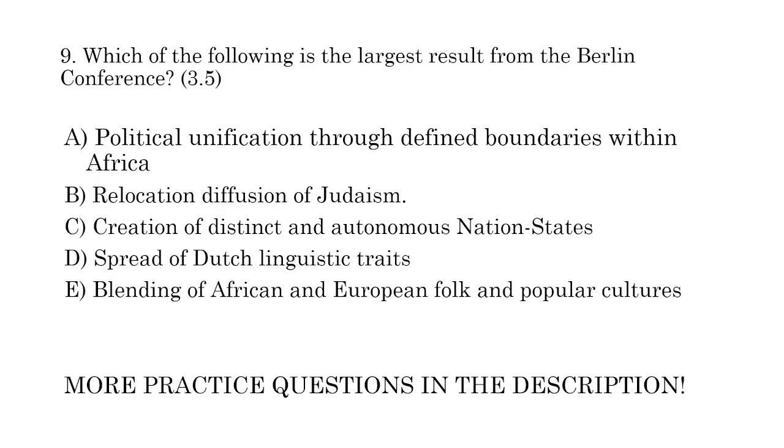B, the relocation diffusion of Judaism. We typically saw the relocation and expansion diffusion of Christianity, not Judaism, because Judaism is an ethnic religion and it diffuses predominantly through relocation diffusion. We didn't really see Judaism diffuse to Africa.